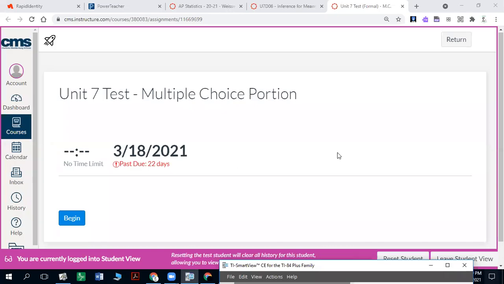In this video, I'm going to go over the Unit 7 test, the multiple choice portion. There were 15 multiple choice questions on this assessment. Again, it's going to be closed if you have not taken this portion of it, but there is a retake available that you can do. So let's go over it.